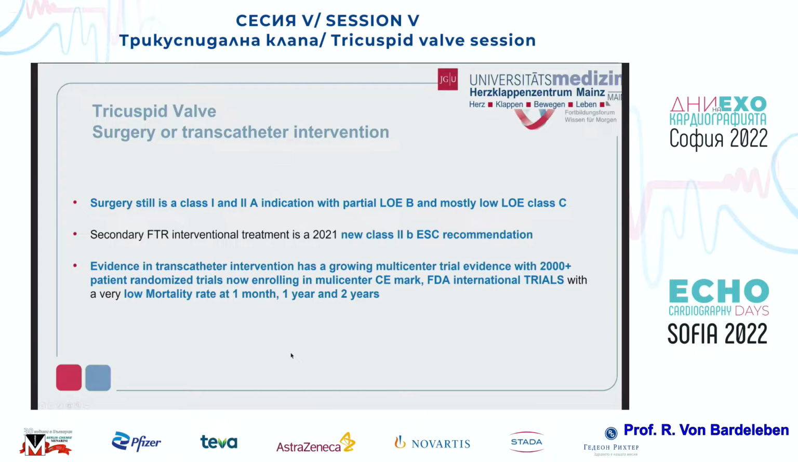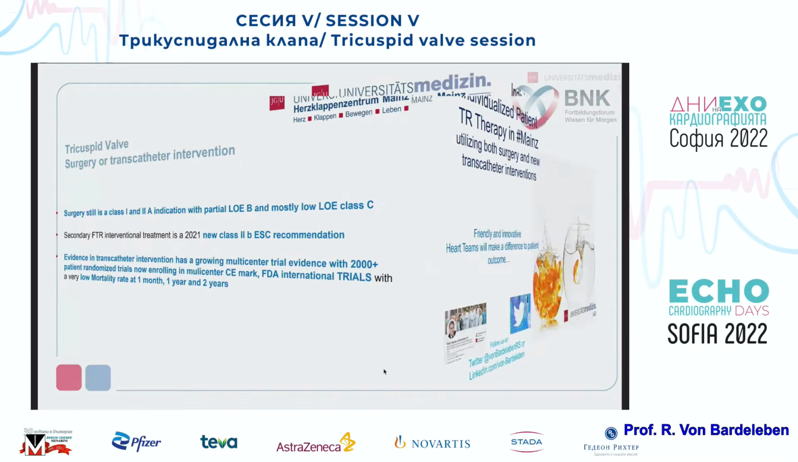And evidence in transcatheter intervention has a growing multi-center trial evidence with 2,000 patients now being randomized in the next 2 years in multi-center CE mark and FDA international trials, with a very low mortality between 0 and 3% at 1 month, about 7% at 1 year, and 15 to 17% at 2 years. I think these are fantastic new results.